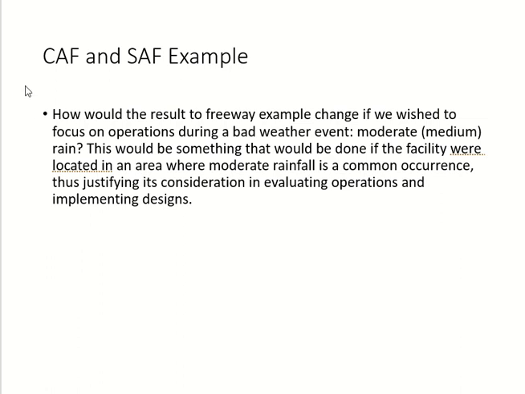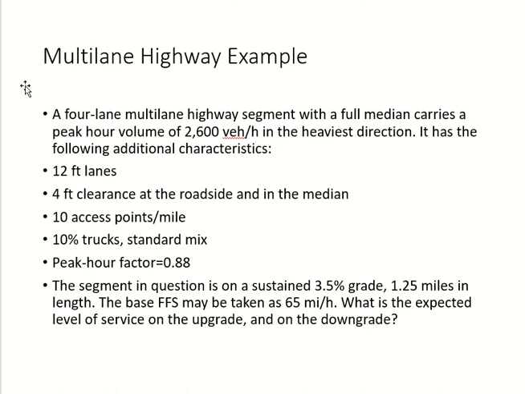Today we will do a couple more examples. This one is for a multi-lane highway. You have 4 lanes. It has a median. The highway which has a median is called a divided multi-lane highway. So this one is a divided multi-lane highway. It has a volume of 2,600 and lane width 12 feet, 4 feet lateral clearance on road side and median side. So 4 here, 4 here. It has 10% trucks with a standard mix.